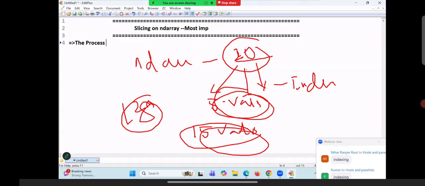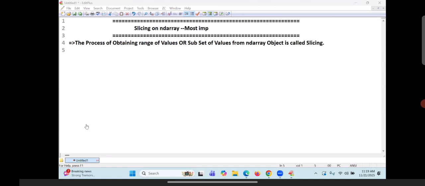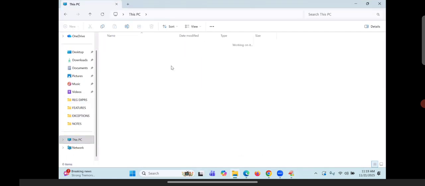So the process of getting some range of values from the main ND array object is called what? Slicing. It is also called filtering, something we can call. I will explain all those ways and means for you. So the process of obtaining a range of values, or a subset of values, from an ND array object is called slicing. We already discussed this concept in string operations.